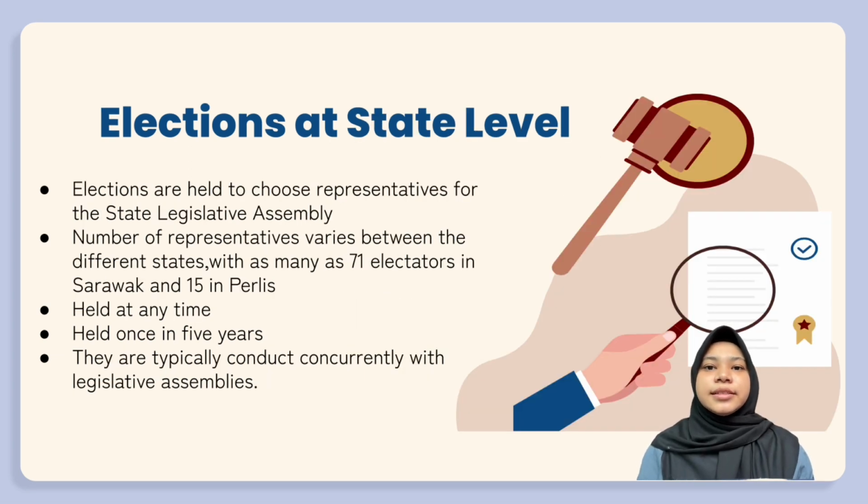State level elections are held to choose representatives for the State Legislative Assembly. There could be as many as 71 electorates in Sarawak and 15 in Perlis. They have differing numbers of legislators in different states. State elections can be held at any time. However, they are typically conducted concurrently with the legislative election. This is due to the fact that state assemblies are governed by the governor or ruler of the relevant state, acting on the counsel of the state chief minister.